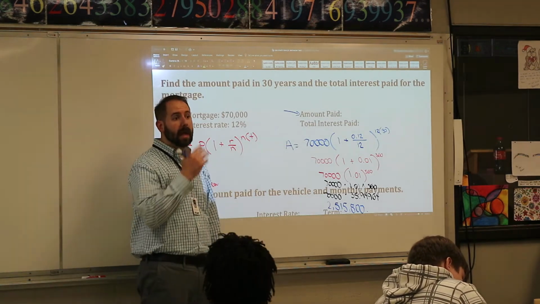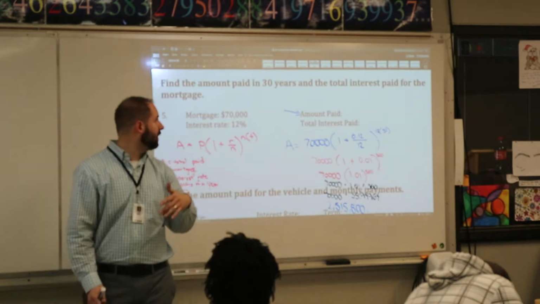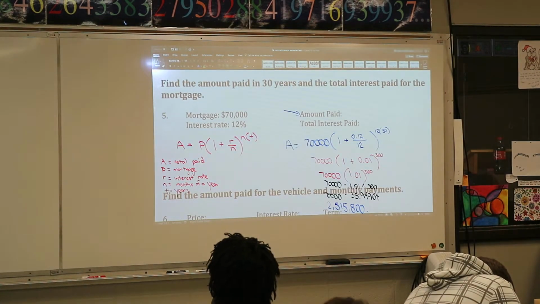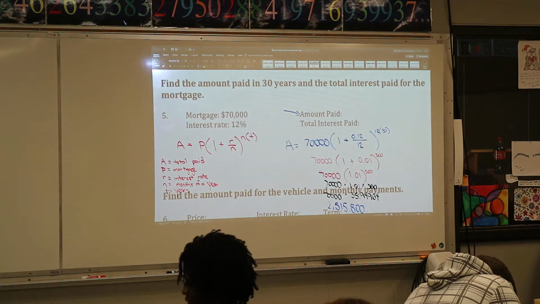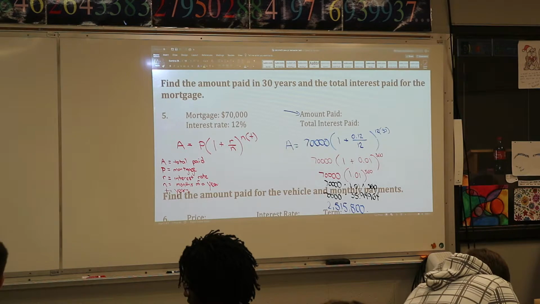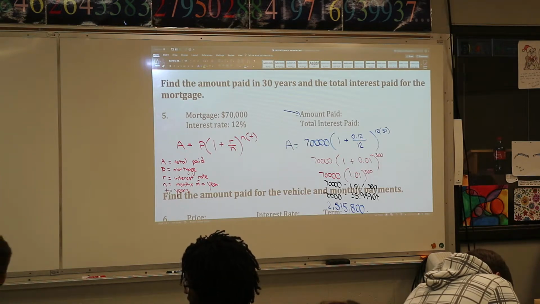That's the amount paid over 30 years. You're paying, instead of a $70,000 home, you just paid $2.5 million for that home over 30 years. The reason being, the interest rate is stupidly high.